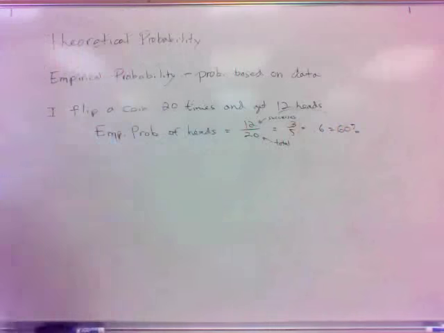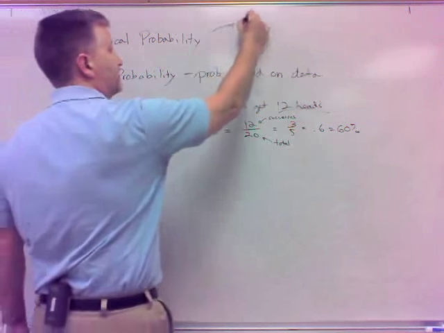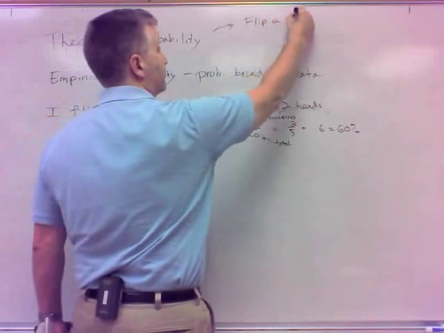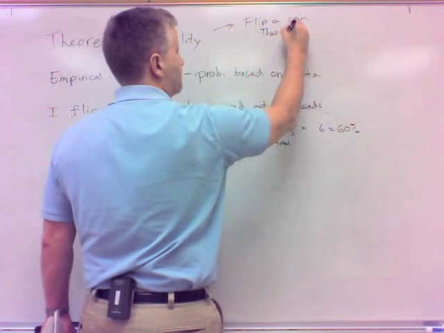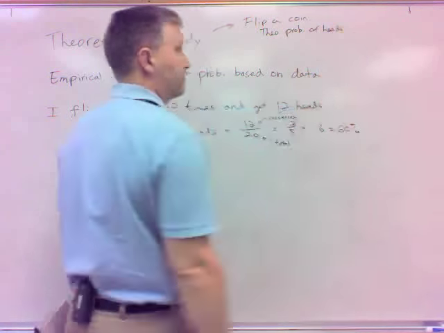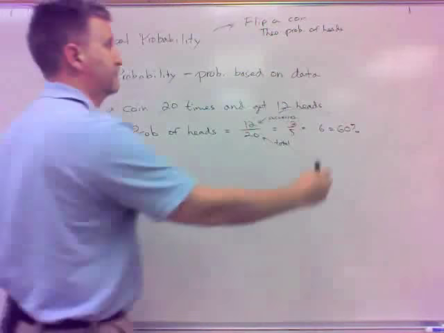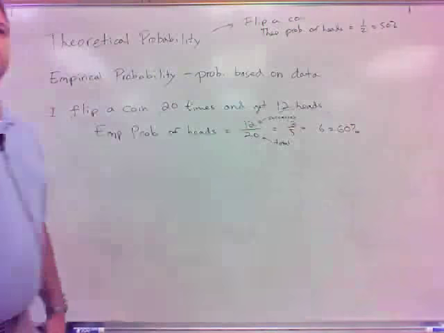Now, how is that different than what we were doing previously? Well, previously, when we were doing theoretical probability, what's the theoretical probability when you flip a coin? The theoretical probability that we talked about to start our little discussion was a half, right? 1 out of 2, 50%. So that's what we're saying.